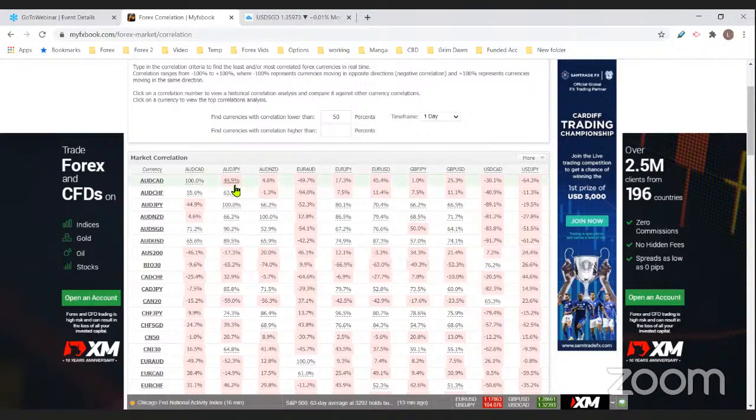Aussie CAD and Aussie Yen is only 45% correlated. So this is something useful. Aussie Swiss and dollar CAD is negatively correlated. So if you get these two pairs as a setup, Aussie Swiss and dollar CAD, I will actually trade both at 1% since they are negatively correlated. It's as simple as that.